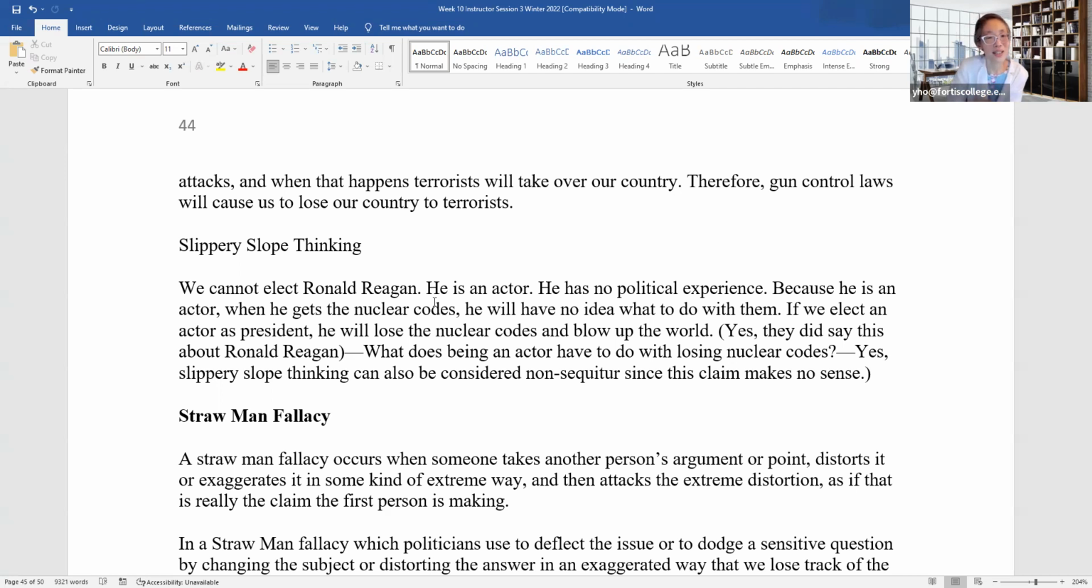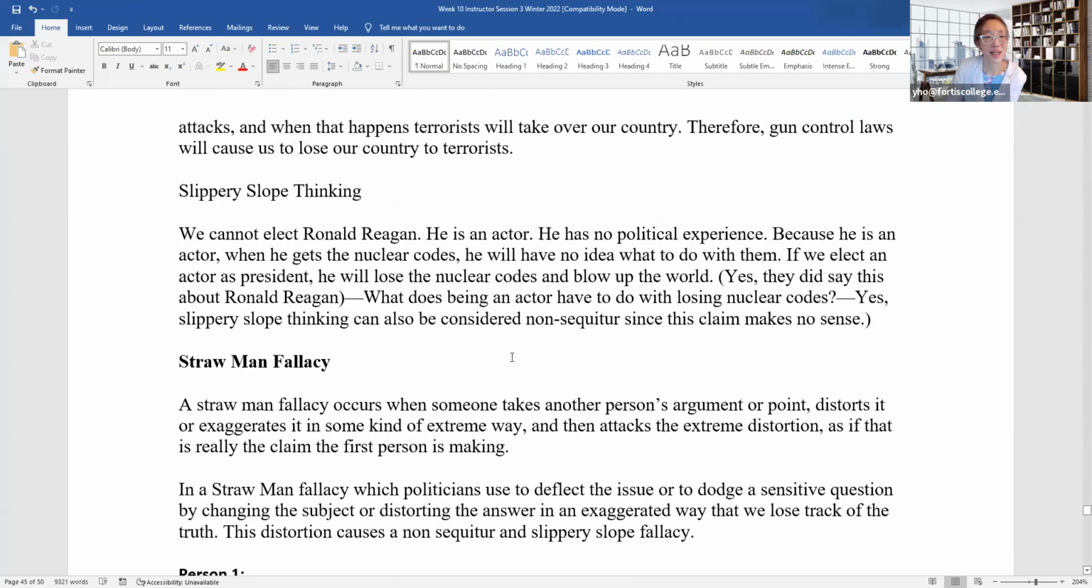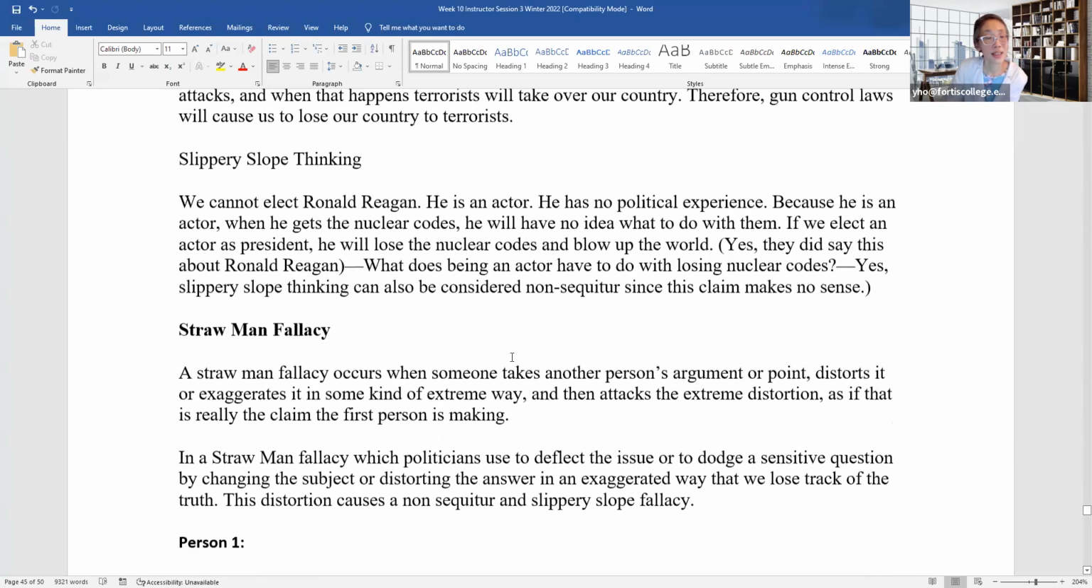But this is an old trick, and they did it to Trump as well. That's why when they said Trump is a businessman, he will lose the nuclear codes. So this nuclear codes trope is very old. I remember the Ronald Reagan one. I don't remember the one from the 60s. That's going back a little too far. But he says that's when it started, okay? It was in the 60s, and I think it was Johnson, maybe. I can look that up. That is slippery slope thinking.